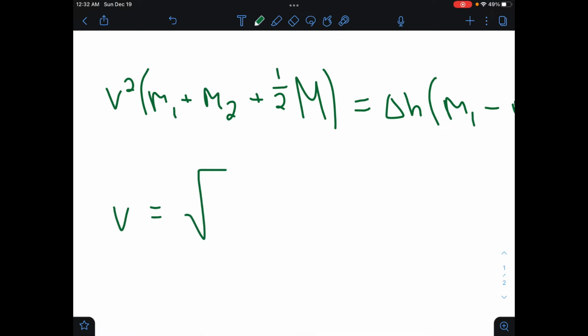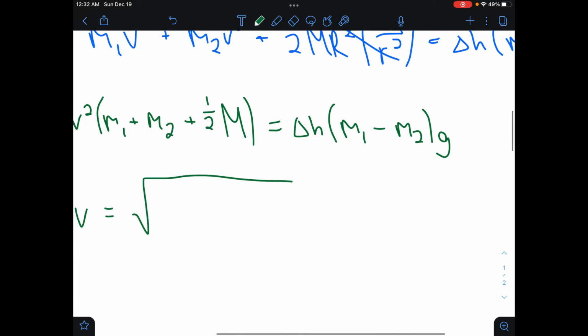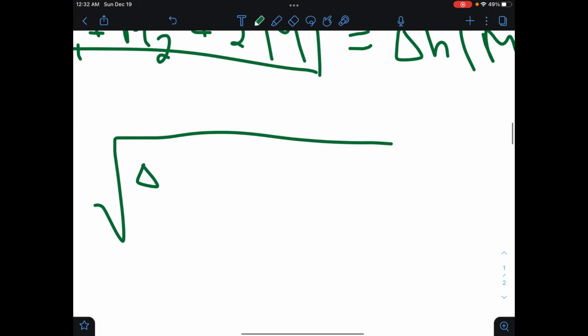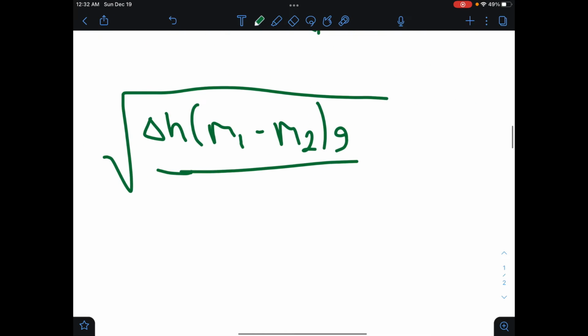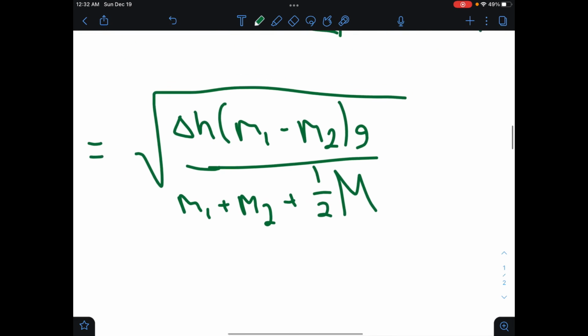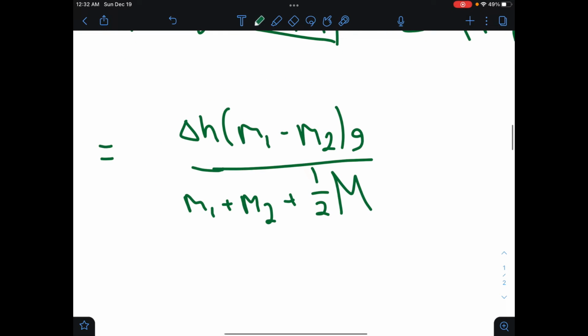I'm just doing this in one step. I'm dividing by this and taking the square root at the same time, in case there was any confusion how I got here so fast. And then, yep, m1 plus m2 plus 1/2 mass of the plate. This is all in the square root, by the way. I did not really show that well.